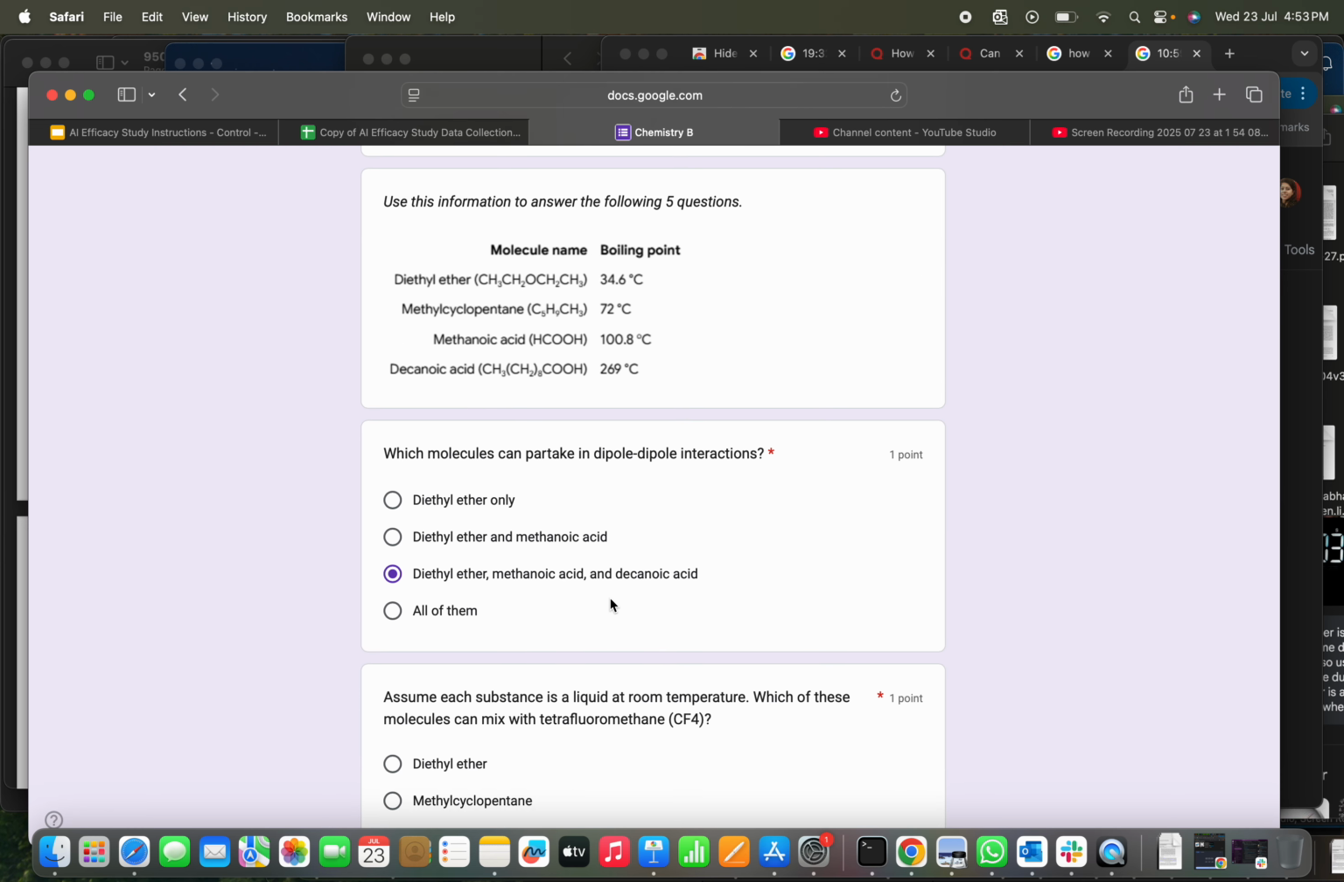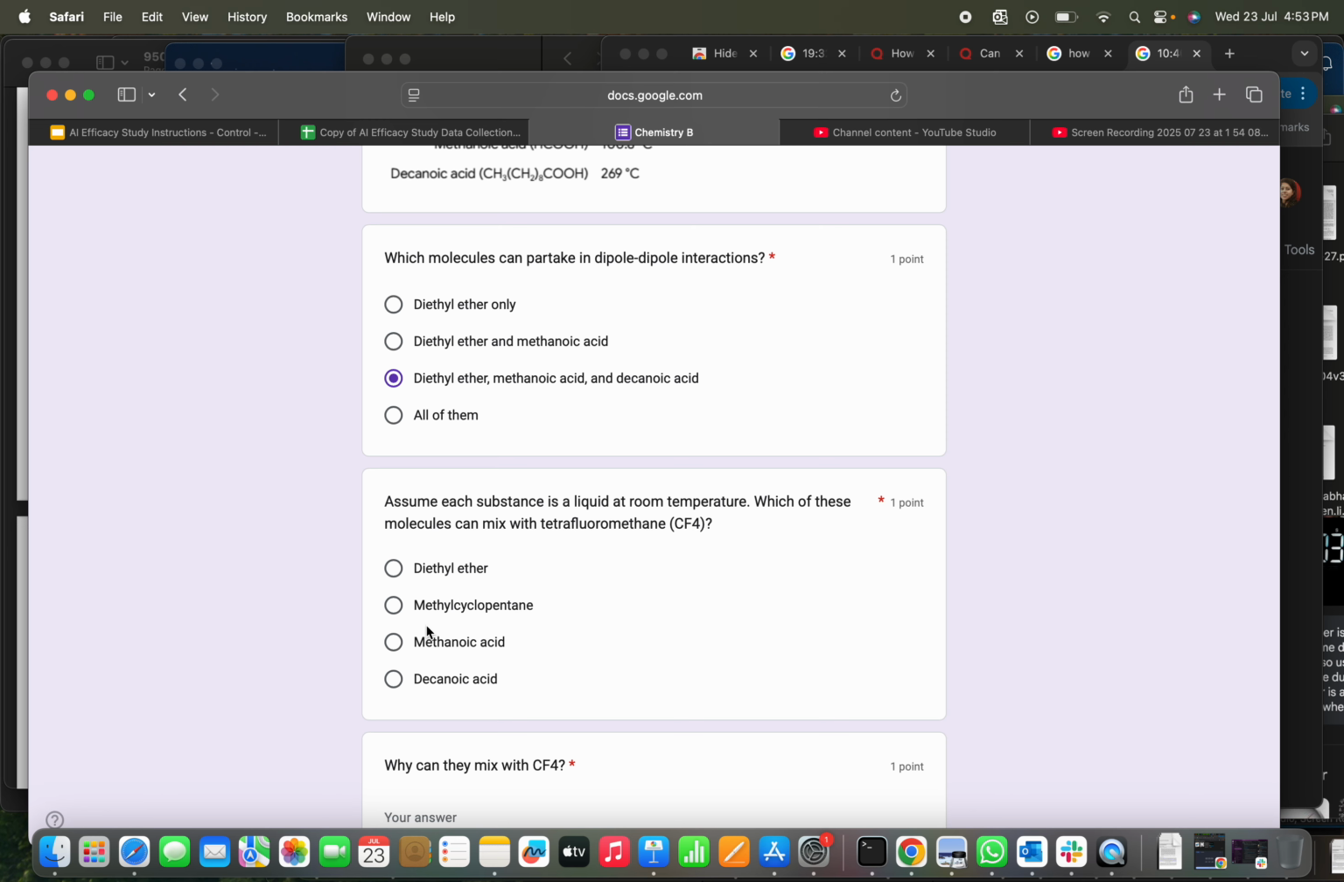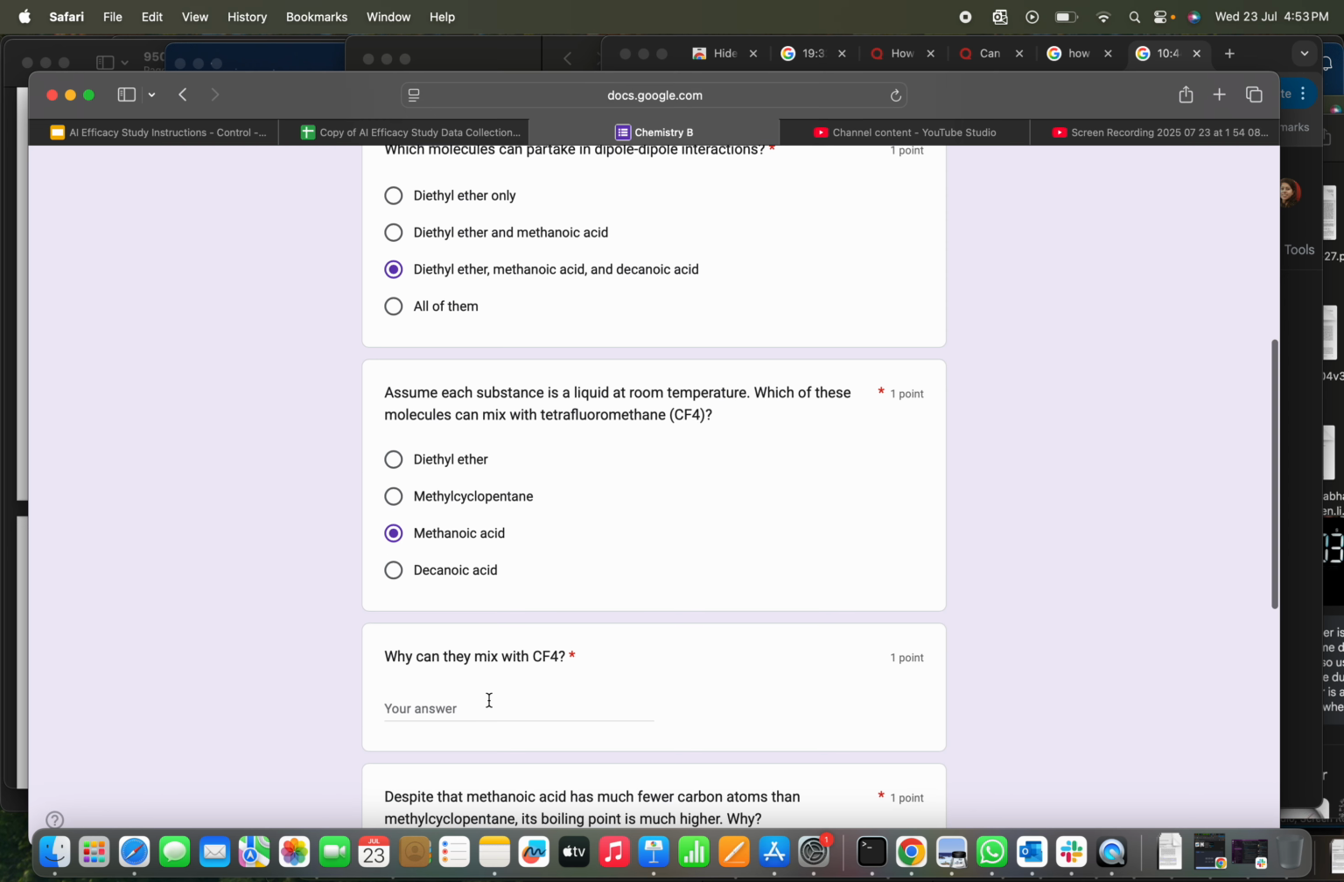Oh, okay. F is fluoride. So diethyl ether. F. I'll have to take a guess. I'll go with methanoic acid. Why can they mix? I have no idea.